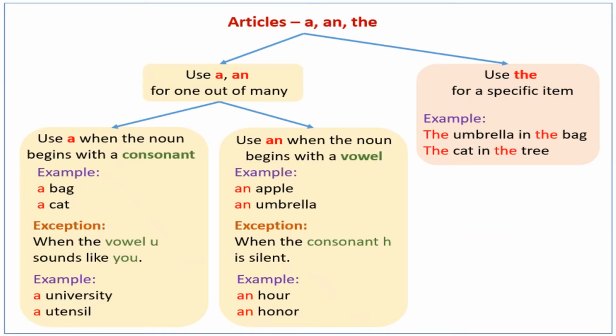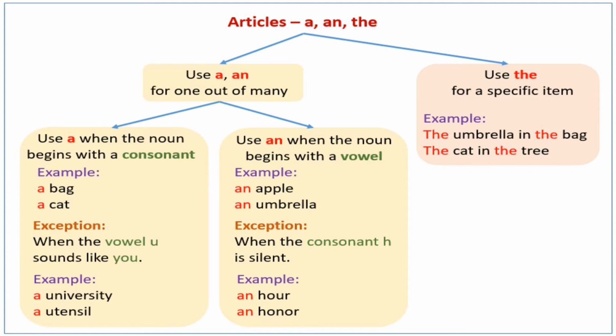Articles, as I already said, can be divided into two types. One is the definite, another one is the indefinite. First one, indefinite articles. Use a and an for one out of many. Use a when a noun begins with a consonant sound. So before a word beginning with a consonant sound, we use a, before a singular noun or numbers and measurements. Examples: a bag, a cat.